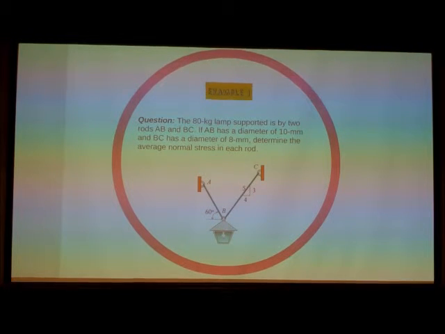So our question here is, the 80 kilogram lamp is supported by 2 rods, A, B, and B, C, sorry, right here and right here. This one is at a 60-degree angle with this little thing here, and this one here is a 3, 4, 5 triangle there. So if AB, this one here, has a diameter of 10 millimeters, and BC has a diameter of 8 millimeters, determine the average normal stress in each rod. So you have time to solve that now. I'm going to move on.